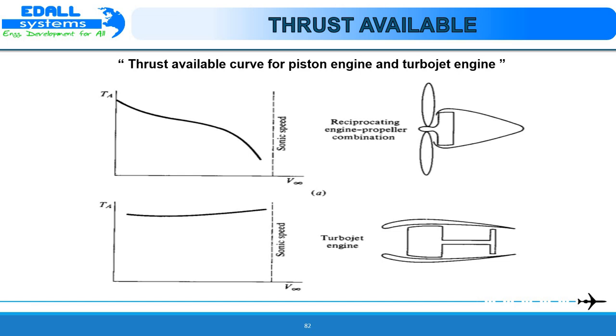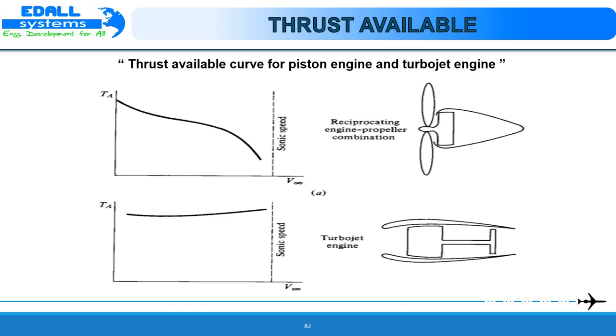Reciprocating piston engines with propellers exhibit a variation of thrust with velocity. Thrust at zero velocity is a maximum and decreases with forward velocity. At near sonic flight speeds, the tips of the propeller blades encounter compressibility problems. The thrust available rapidly deteriorates.